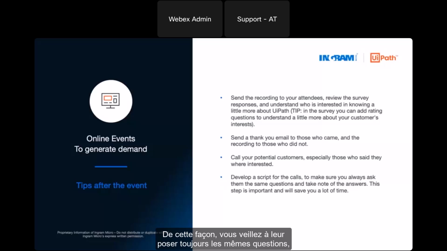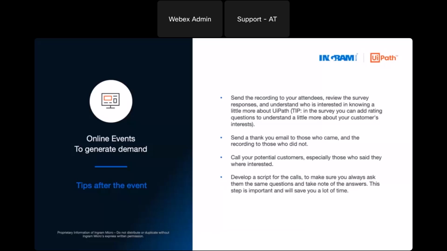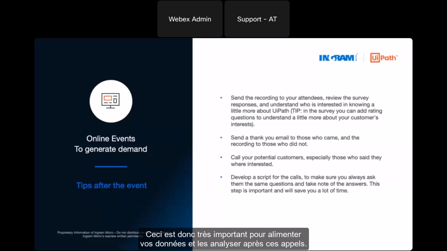That way you make sure that you always ask them the same questions, because perhaps you're going to have your account team calling the different customers or the different contacts in that list. So that way, you can make sure that all the account managers or the marketing team or whoever is going to call the customers are documenting the same information, are asking the same questions to those potential customers, right? So that's very important in order to document your data and analyze that data after those calls.